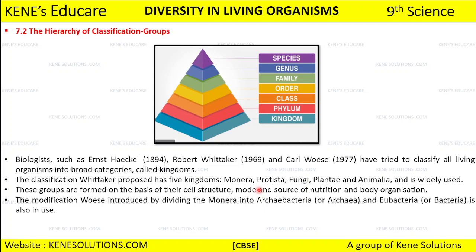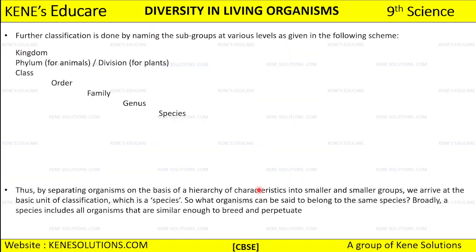Okay, so what has sir done? Monera को और दो में divide कर दिया, that is Archaebacteria and Eubacteria. Okay, now the further classification is done by naming the subgroups at various levels as given in the following scheme.